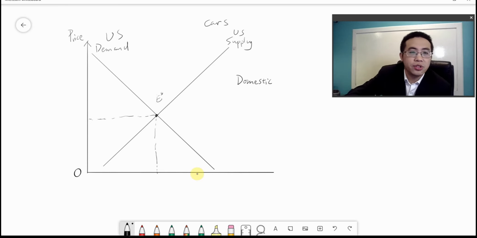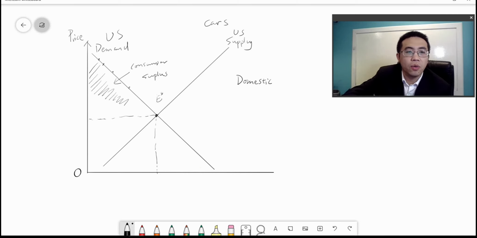So what is consumer surplus? This area is called consumer surplus. You have a lot of consumers who want to buy cars. Some of them can afford the same car at a very high price, and some of them can only afford it at a very low price. For these people, they are not in the market. They cannot buy at the market price.